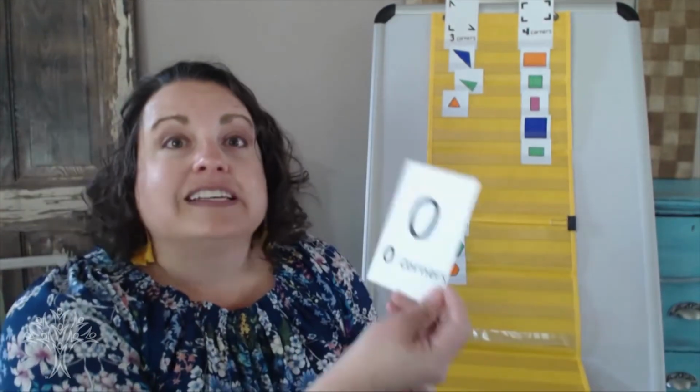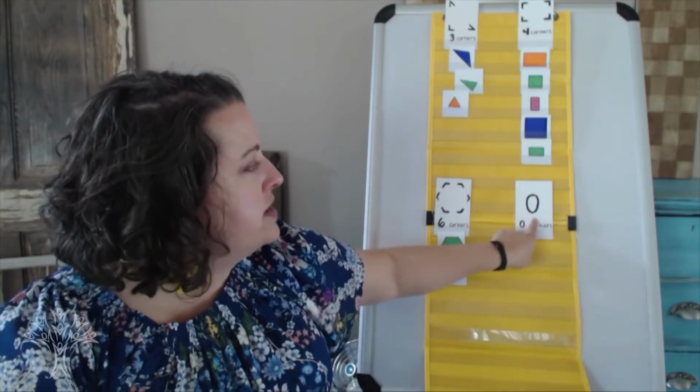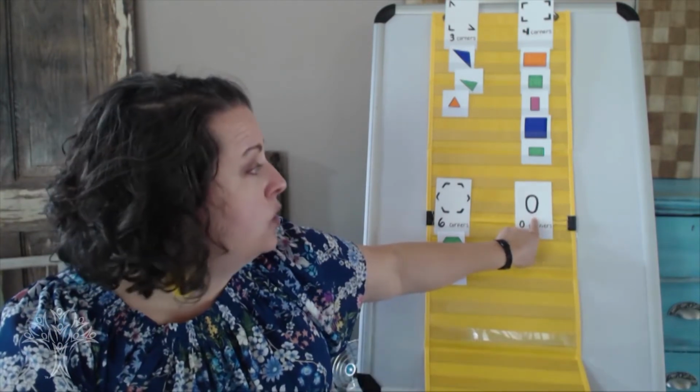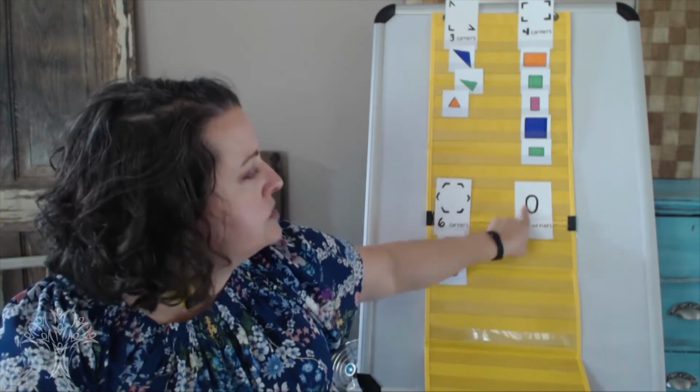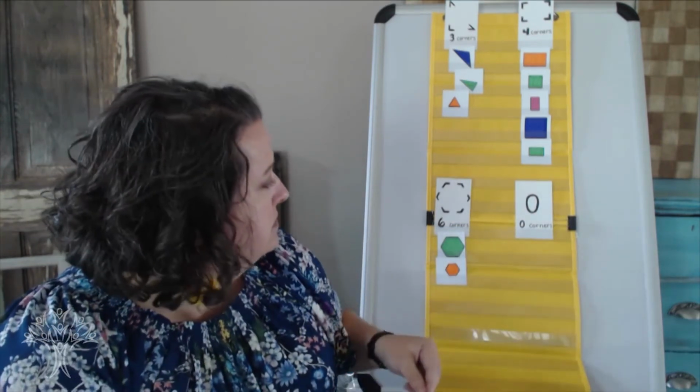How about this? 0 corners. A circle has 0 corners. Hey, look at the number 0 there. It's not quite a circle, but it is round and it also has no corners.